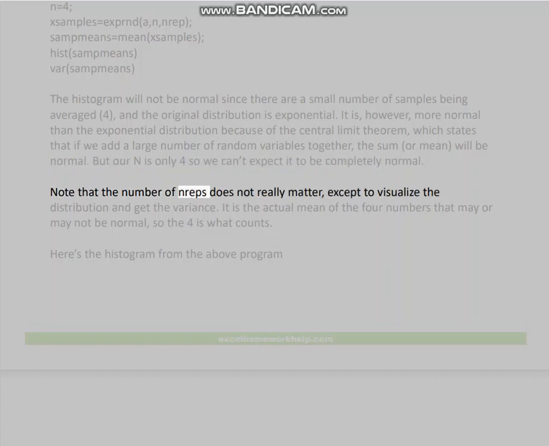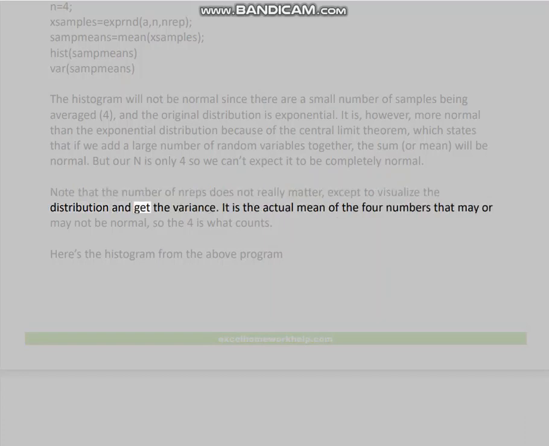Note that the number of nreps does not really matter, except to visualize the distribution and get the variance. It is the actual mean of the 4 numbers that may or may not be normal, so the 4 is what counts. Here's the histogram from the above program.